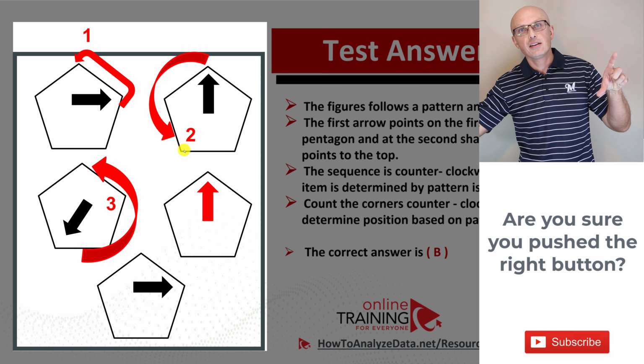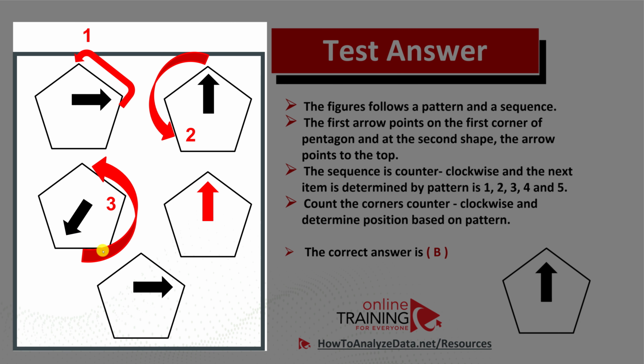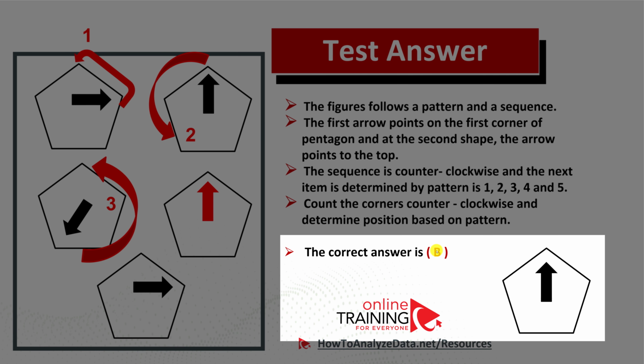corner of the pentagon. As you continue moving, your next move would be to jump through 3 corners of the pentagon, and you will be at 12 o'clock. And this is the position of the arrow we're trying to determine. So the correct answer here is choice B, pointing at 12 o'clock.